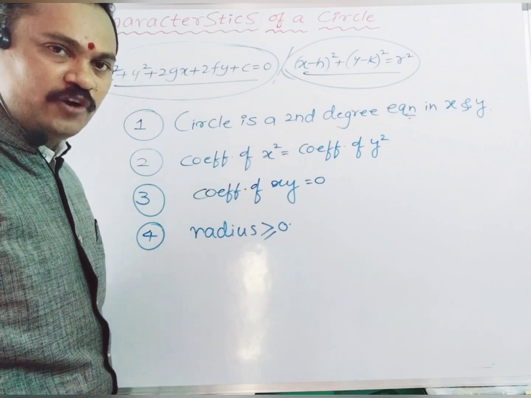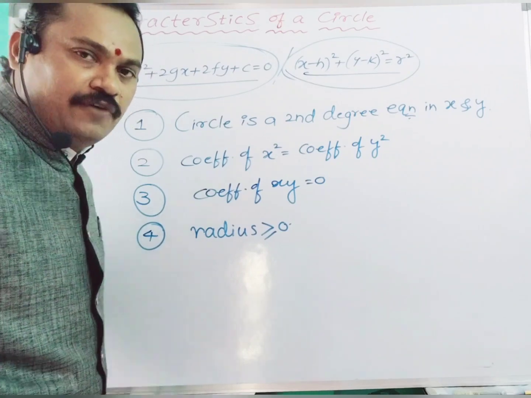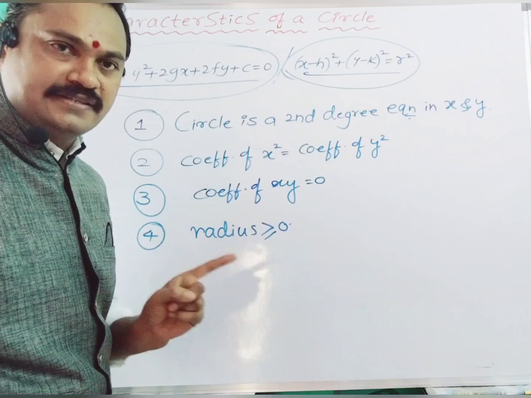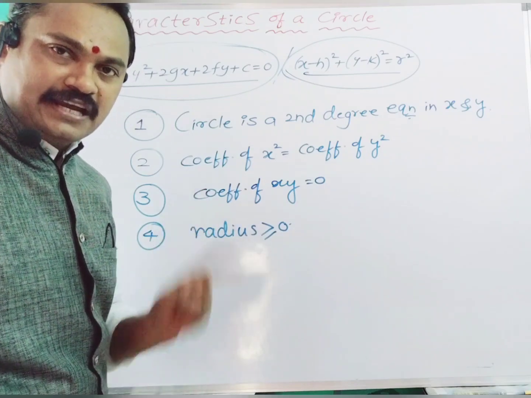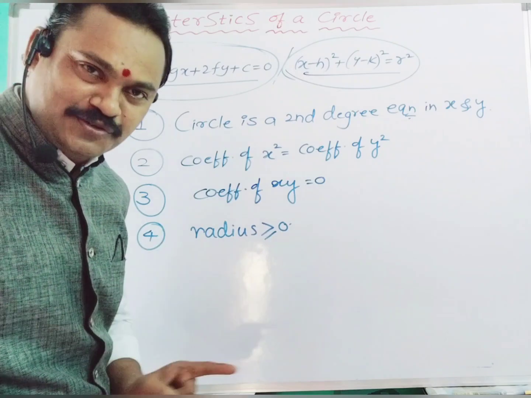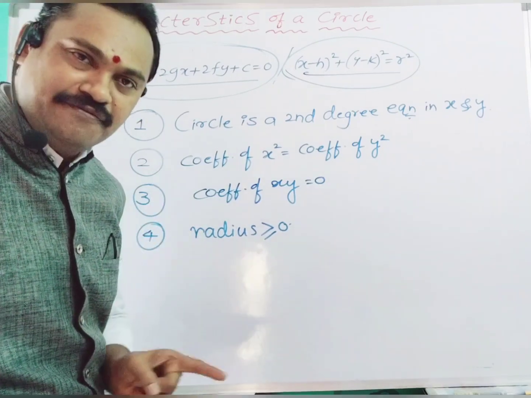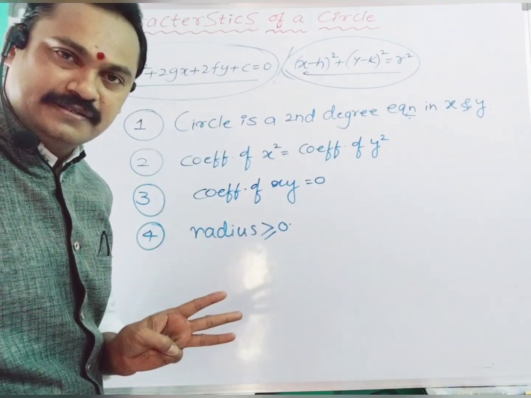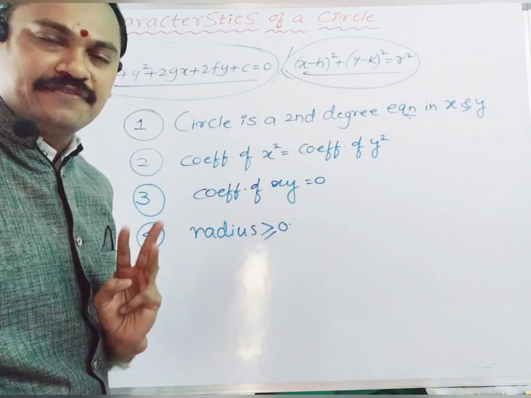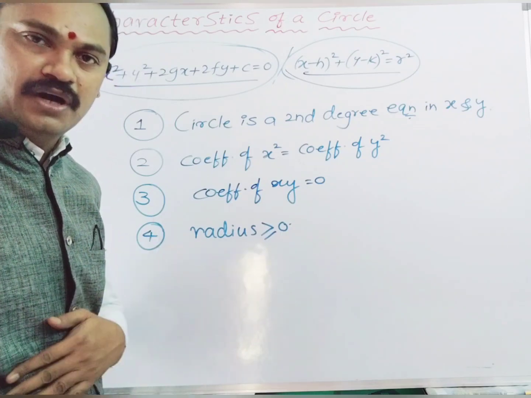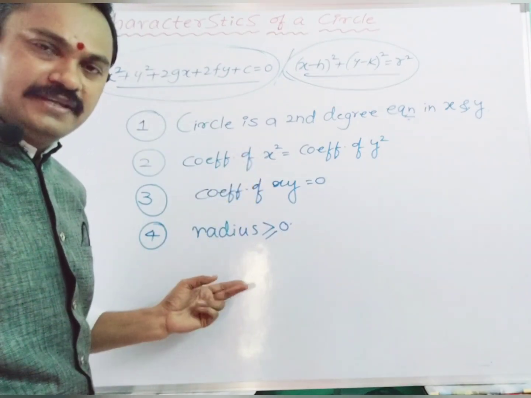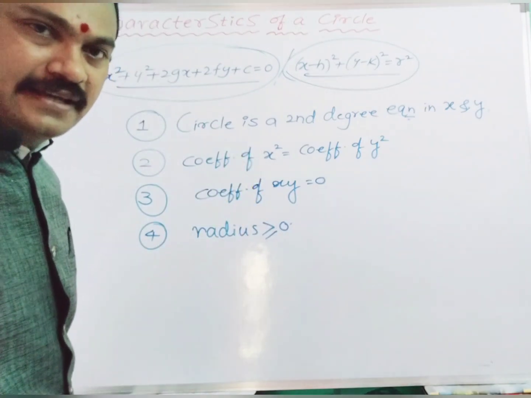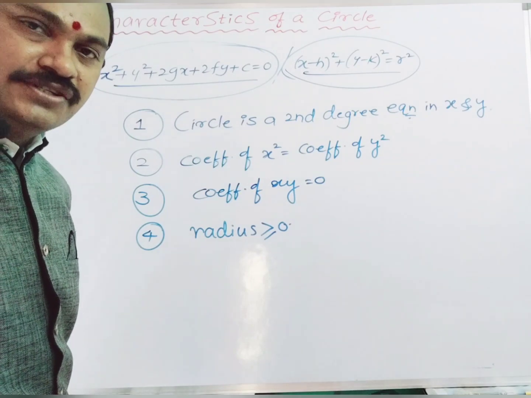Is it clear? What are the characteristics of a circle? First point is a circle is a second degree equation in x and y variables. Second point is the coefficient of x square equals the coefficient of y square. Third point is the coefficient of xy equals 0. Fourth is the radius is always greater than or equal to 0.